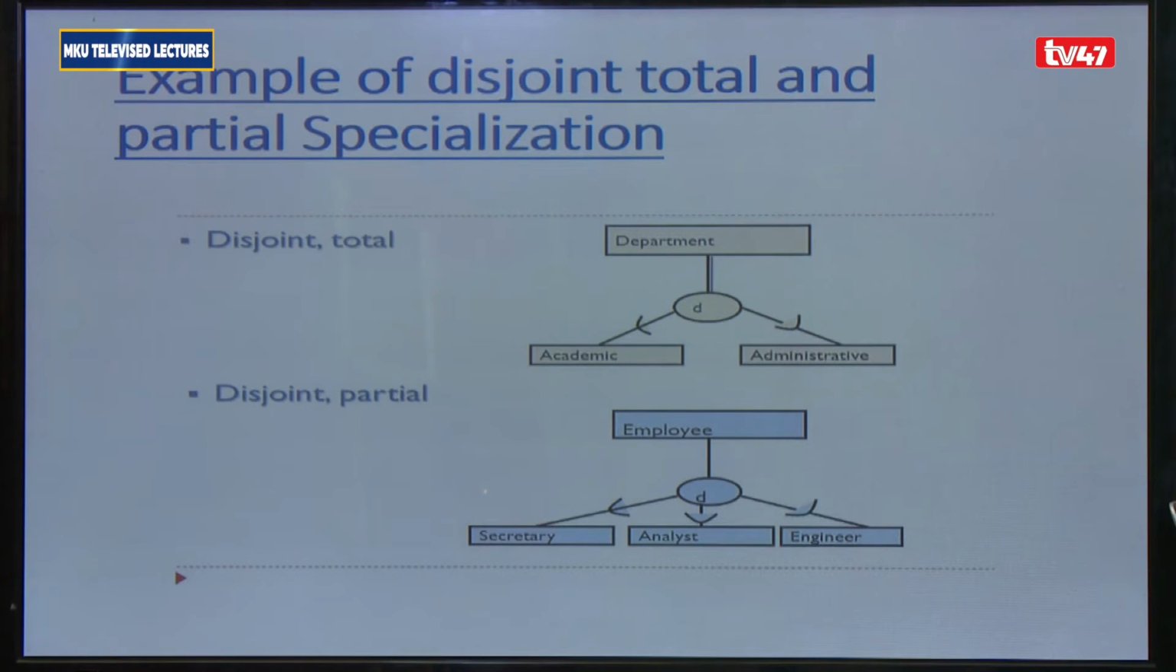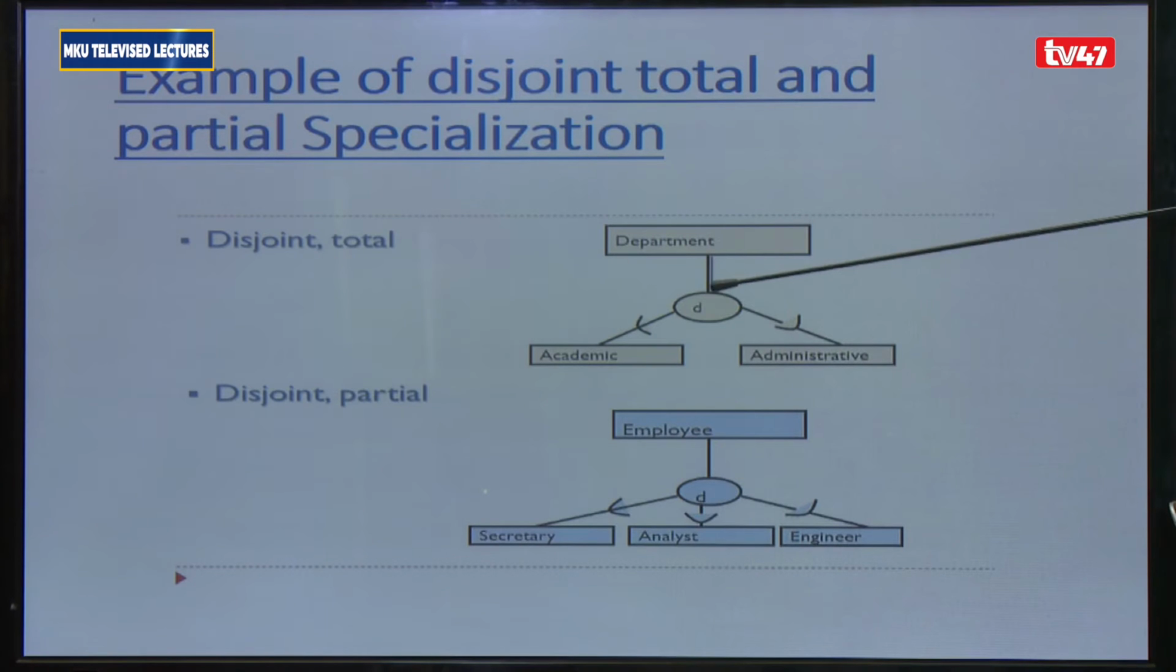So what it means here, when we put two lines here, it means that it is a must. It is a must because it is total. It is a must that any department that we are talking about here must either be an academic department or an administrative department, but cannot be both. A department cannot be both academic and administrative at the same time.